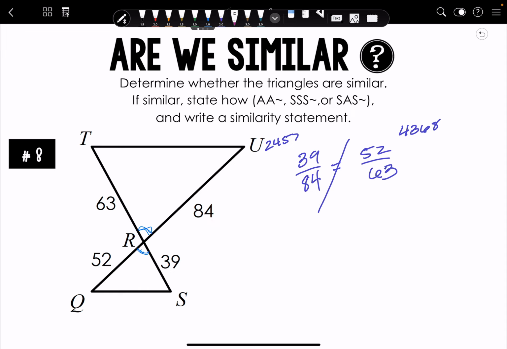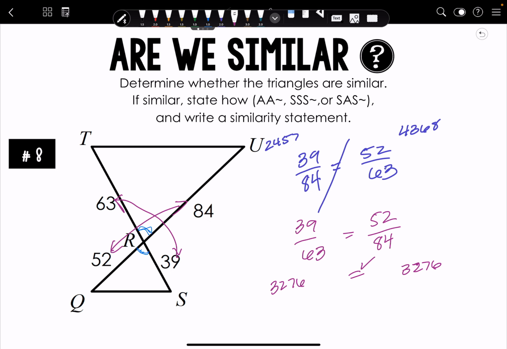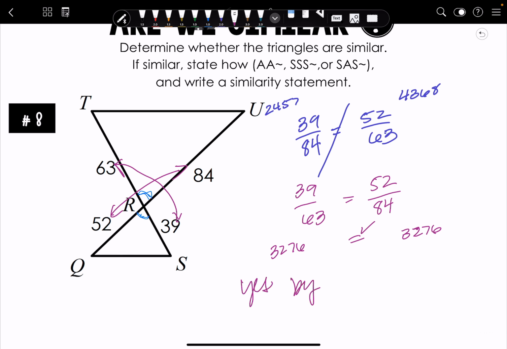So let's try it with the other one where they're swapped right here. So 39 over 63 with 52 over 84. And when I put these both in the calculator, I get 3276 and 3276 for both of these. So yes, this is what's going to end up working. And now we know which ones are corresponding. So yes, by side angle side similarity, triangle SRQ is going to be similar to triangle TRU. Remember, TRU was with SRQ. You have to go swapped. So it's good to mark up your corresponding sides there.